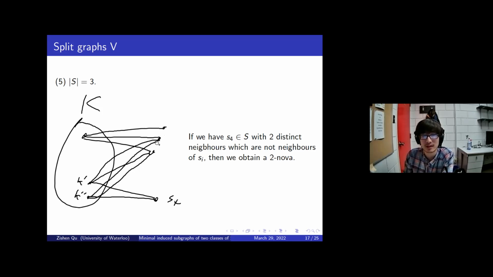But then it has to be incident to the other 2 vertices because of the same thing: the union of 2 neighborhoods has to be the whole clique. If you pick S1, S2, S2 has to be incident to both of these. If you pick S1, S3, then S3 has to be incident to both of these. And that gives you a 2 nova because you just do the same thing. Look at S2, S3, S4, K prime, K double prime. Okay, so what happens when you have 2 distinct neighbors which are both not incident to Si at the same time?